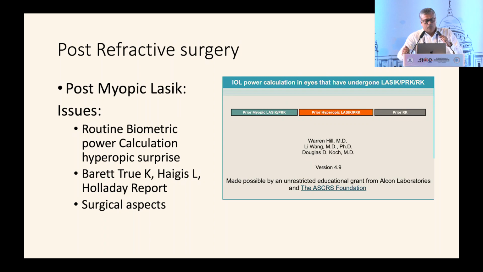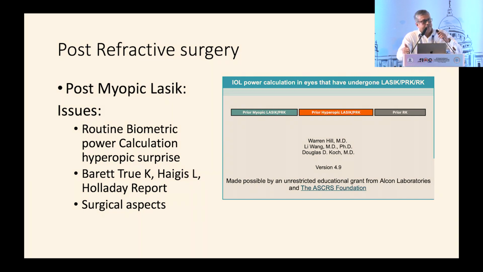So what is the problem in a post-refractive surgery cataract? The most important problem is biometry, because in biometry we consider the flatter cornea as the K reading and put it in the biometry machine. The biometry machine calculates it accordingly and we land up with surprise. In myopic patients we land up with hyperopic surprise, and in hyperopic LASIK patients we land up with myopic surprise.